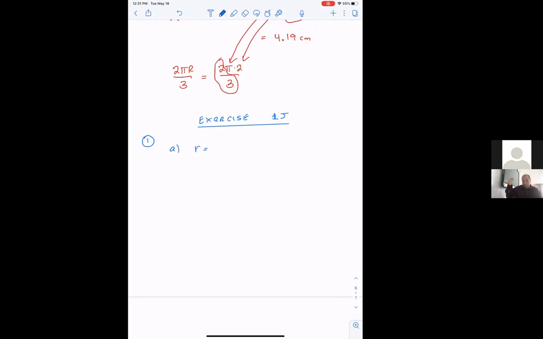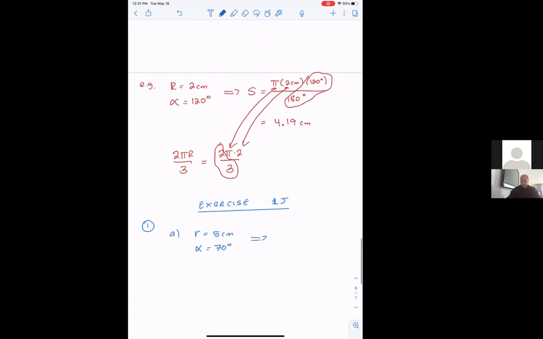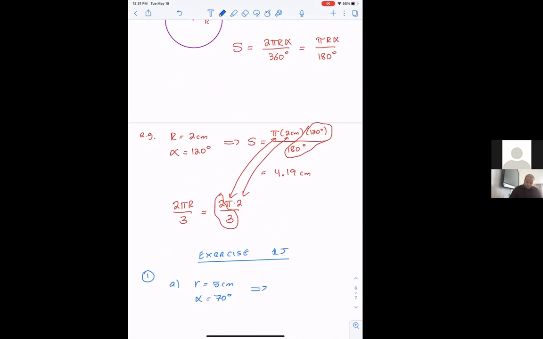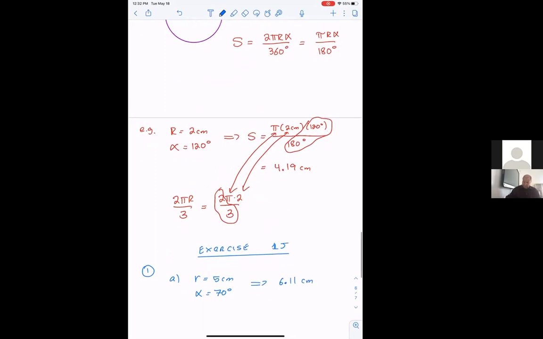Oh, it's always been lowercase in the book. I use capital. Who cares? Same thing. R equals 5 centimeters, alpha equals 70 degrees. Well, let's go directly to your formula. Pi times 5 times 70 divided by 180. To 2 decimal places, that's 6.11 centimeters.